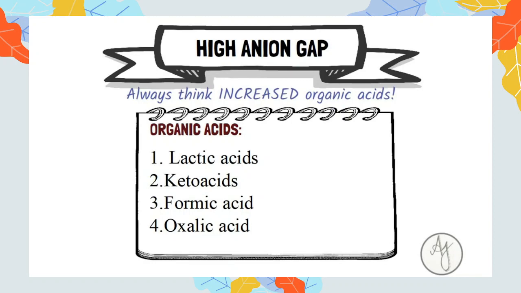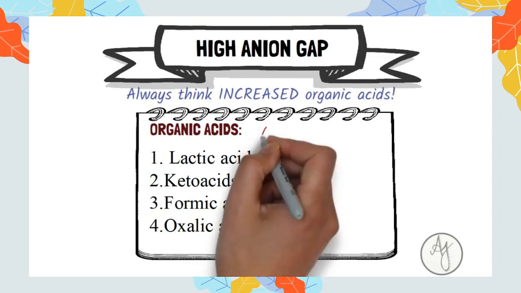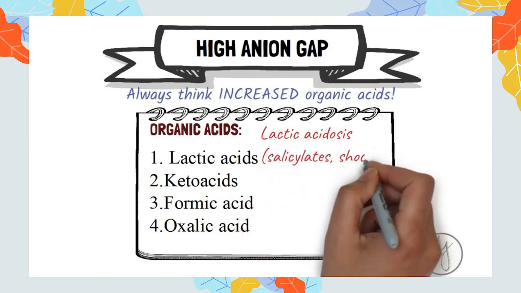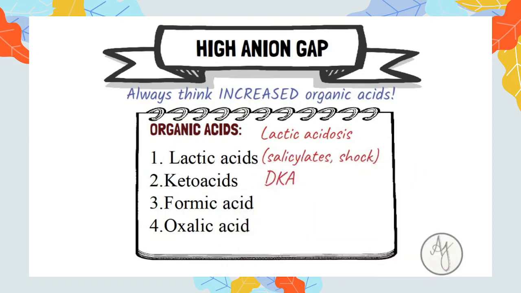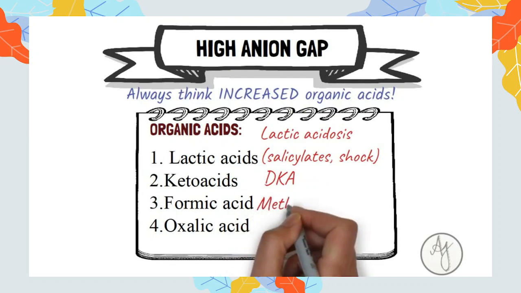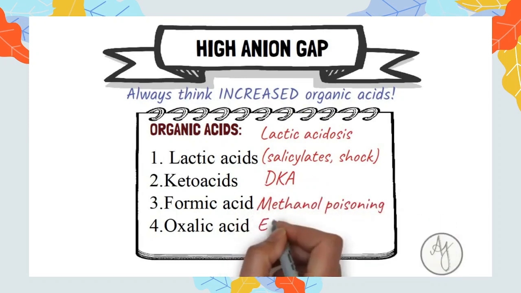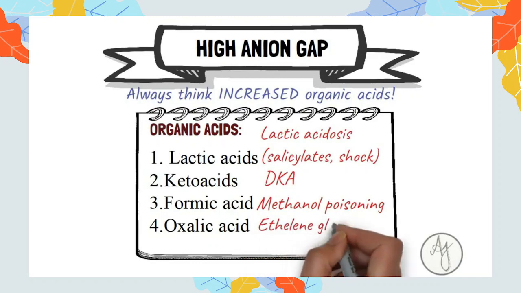So conditions in which these are increased are lactic acidosis, for example in salicylate overdose or shock, ketoacidosis in DKA, formic acid accumulation in methanol poisoning, and oxalic acid accumulation in ethylene glycol poisoning.